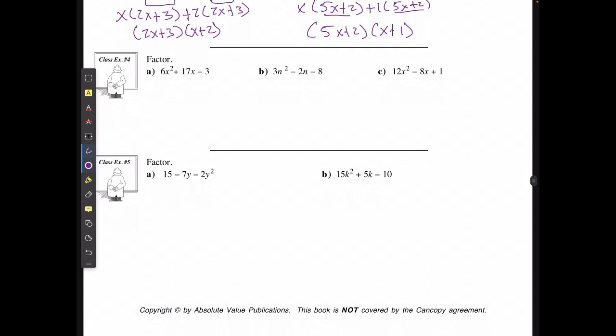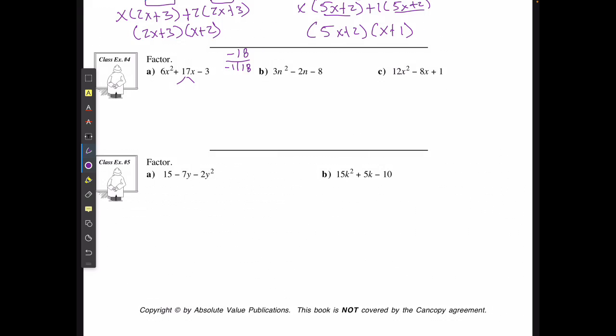For all of these examples, the process is still the exact same. Take my coefficient of x squared, multiply it by my constant, and I'm going to get negative 18. I need two factors of negative 18 that add up to positive 17, which is going to be negative 1 and positive 18. Split up the middle term.